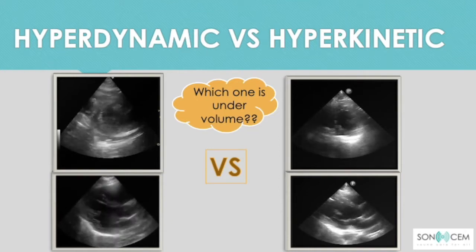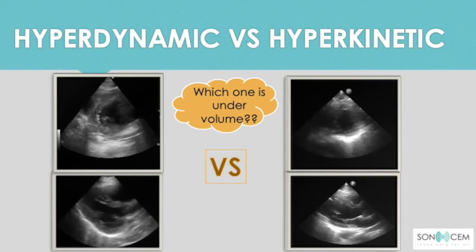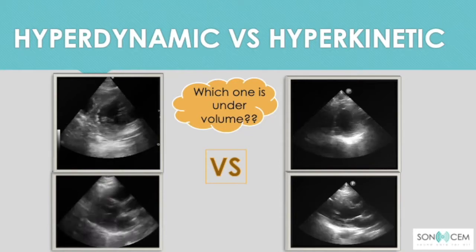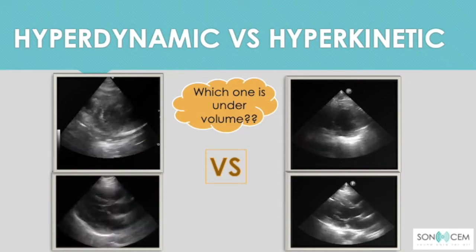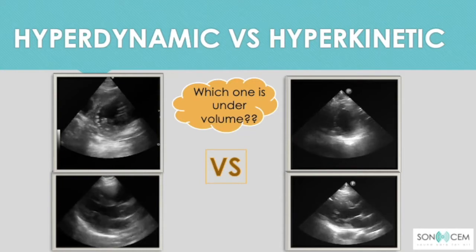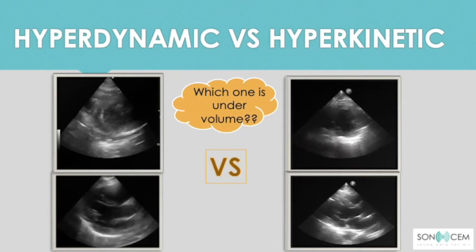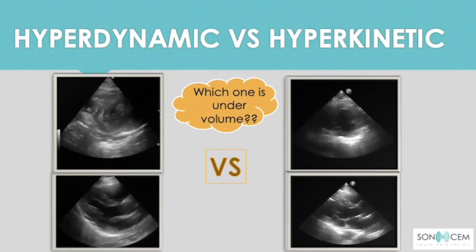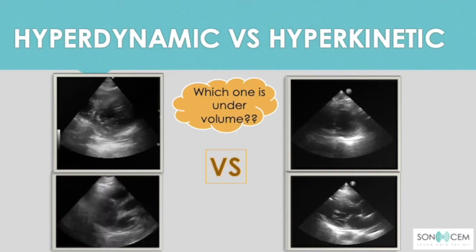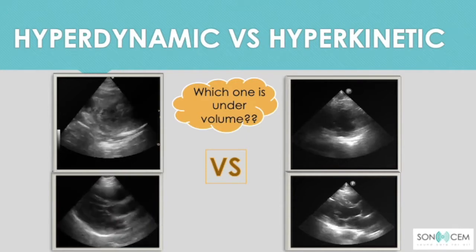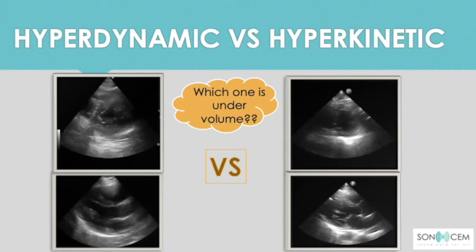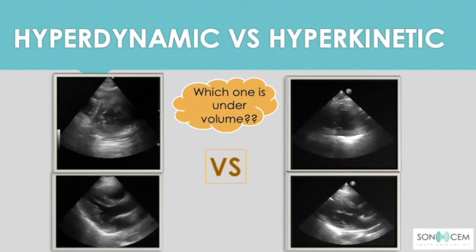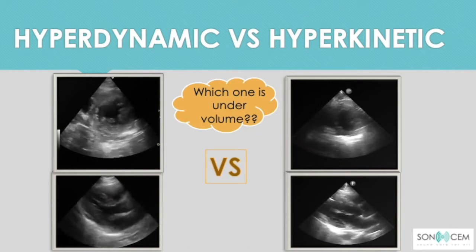Meaning that hyperdynamic contractility is equal to under volume. And hyperkinetic is when fluid or volume is not a main issue. Okay, from the left side, you can see the dynamic progress here, from small area to big area and come back to the small area. And the right side, no changes of the area, but it's hyperkinetic, the fast movement of the alveoli wall. So now, you can know which one you can give fluid, which one you have to be careful with the fluid.